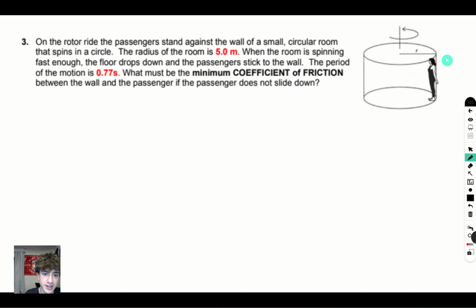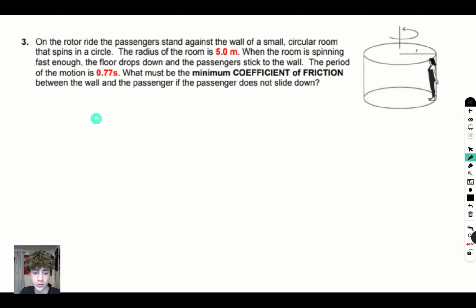On the rotor ride, the passengers stand against the wall of a small circular room that spins in a circle. The radius of the room is 5 meters. When the room is spinning fast enough, the floor drops down and the passengers stick to the wall. The period of the motion is 0.77 seconds. What must be the minimum coefficient of friction between the wall and the passenger if the passenger does not slide down?